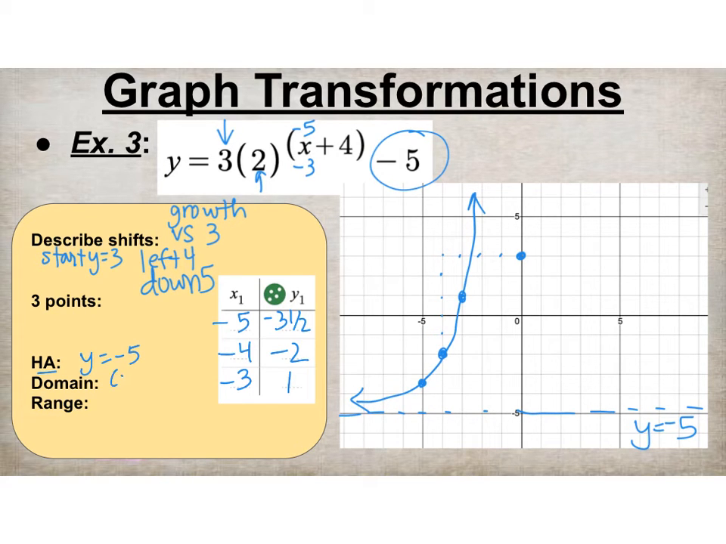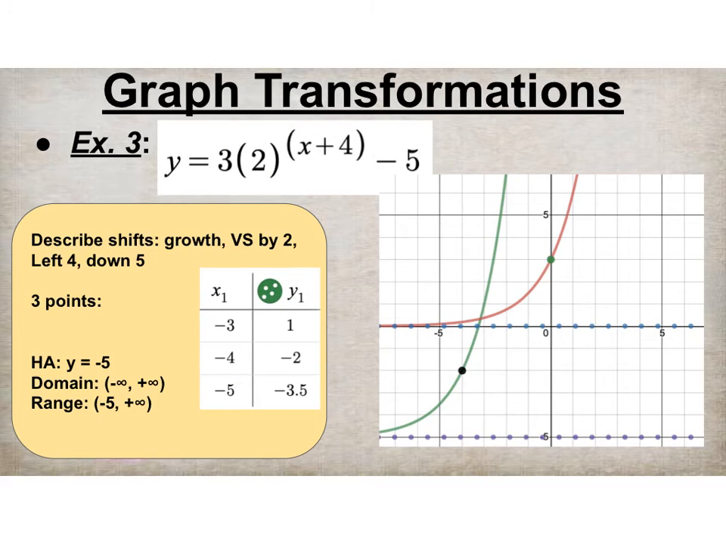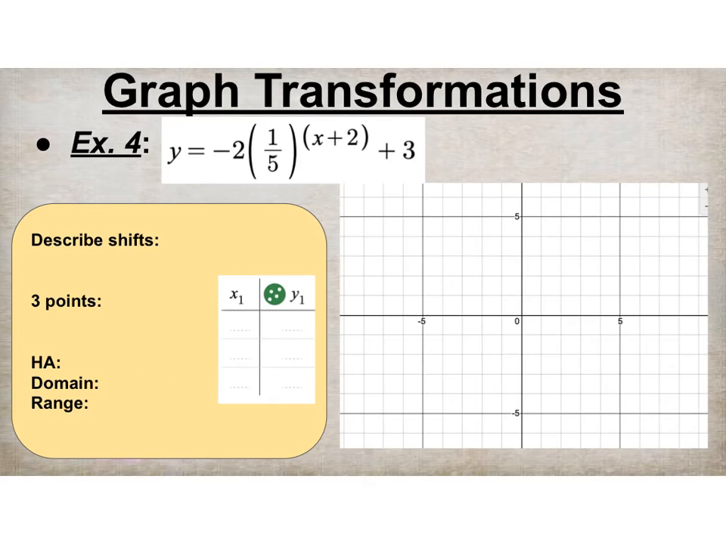My domain is going to be all real numbers, so negative infinity to infinity in interval notation. My range does not include the -5, so that's a soft bracket, -5 to infinity. Here I just want to show you on Desmos a little clearer. This was our starting. We started at 0, 3, and then we moved it over 4, down 5.